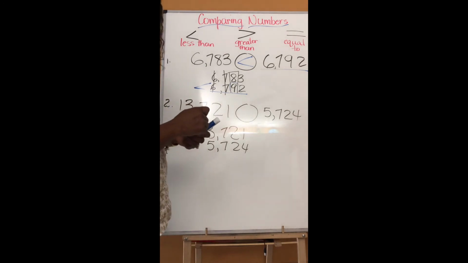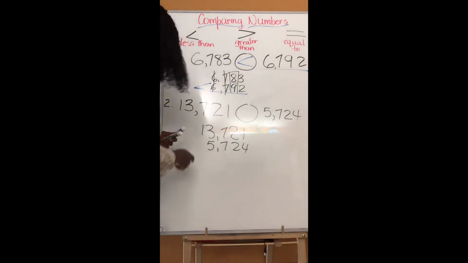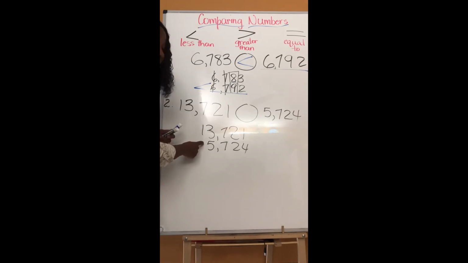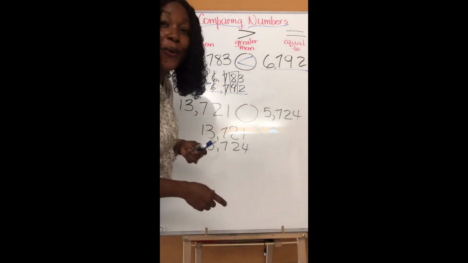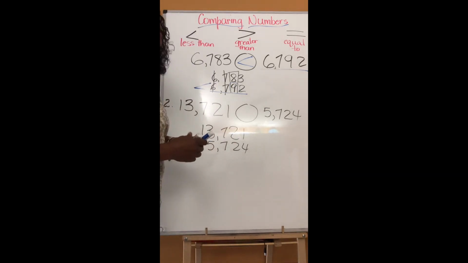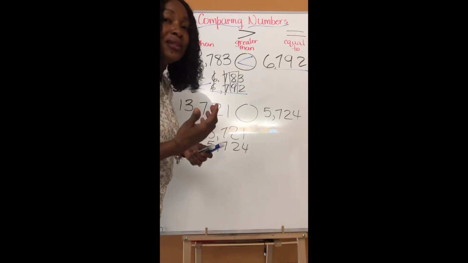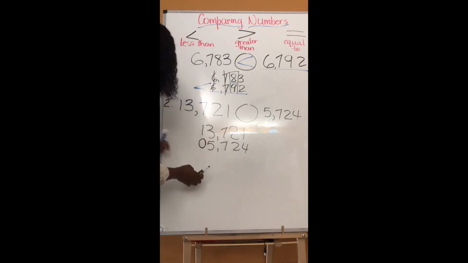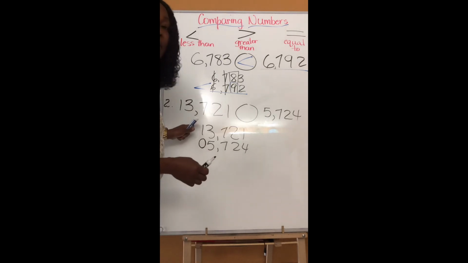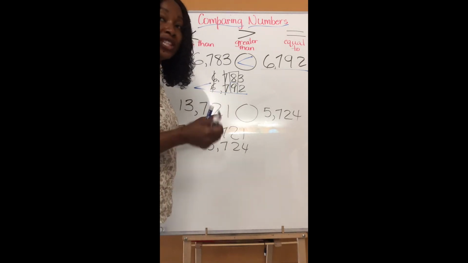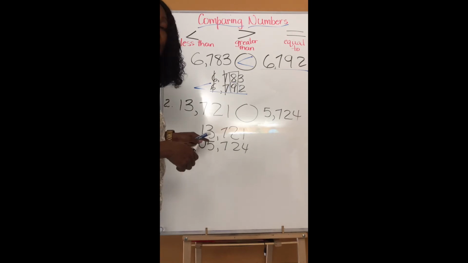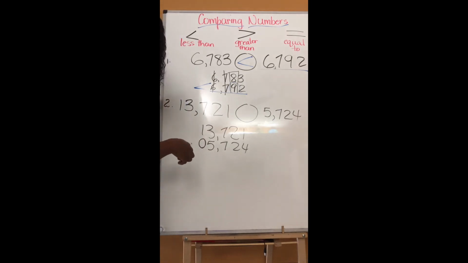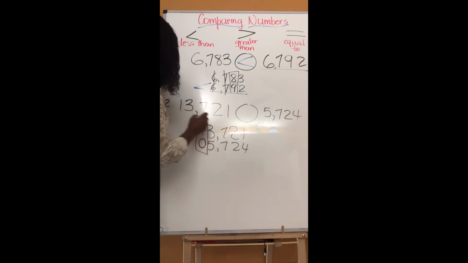Now I'm ready to compare, but I notice that this has a 1 and this has nothing here. Am I just going to skip this and jump to 3 and 5? No, I have to compare. So in math, we use zeros as placeholders sometimes. Because there's no digit here, I want to make sure that my bottom number and my top number have the same amount of digits. So I am using a 0 to hold the place. Now, I can go ahead and compare.